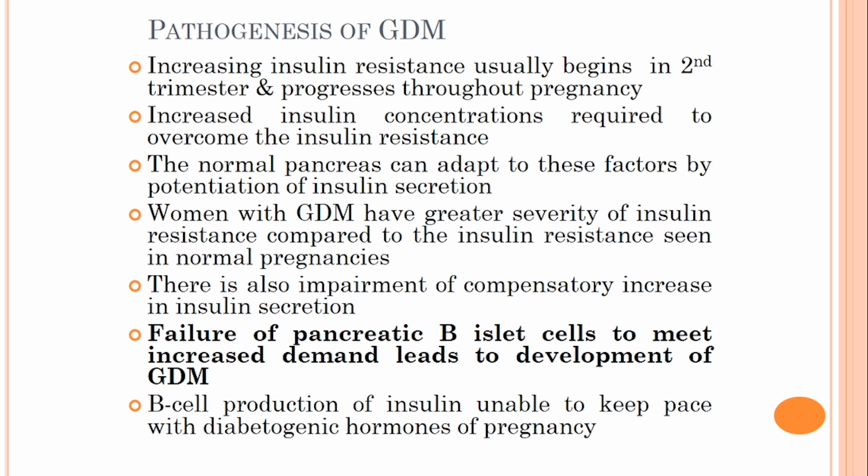Failure of the pancreatic beta islet cells to meet the increased demand leads to the development of GDM in about 2%. In the remaining 98%, the hypertrophy and hyperplasia occurring in the islet cells is up to a level where the insulin can overcome the peripheral resistance to insulin. So beta cell production of insulin is unable to keep pace with the diabetogenic hormones of pregnancy in GDM.